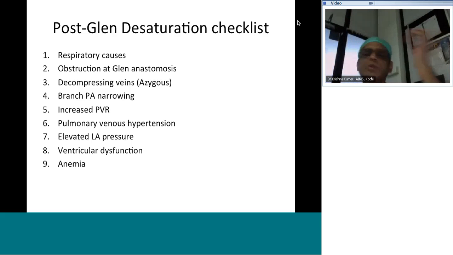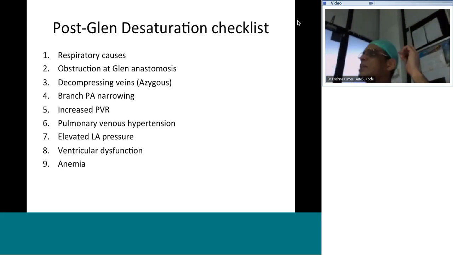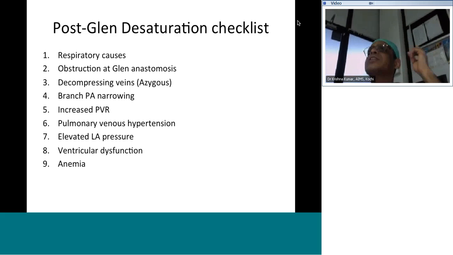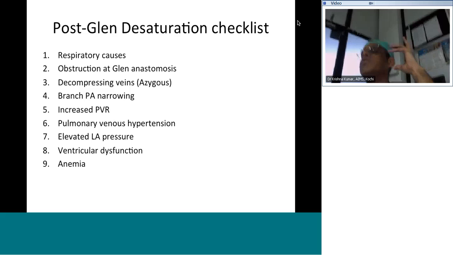So the one number you have to pick in a patient with Glen about whether a Glen is doing well or not, just one number will tell you, and that's saturation. If your saturation is in the 90s, you're doing well. If your saturation is low, it could be one of 9 or 10 things: anemia, hypovolemia, low cardiac output, but also respiratory causes, pulmonary vascular resistance, everything.